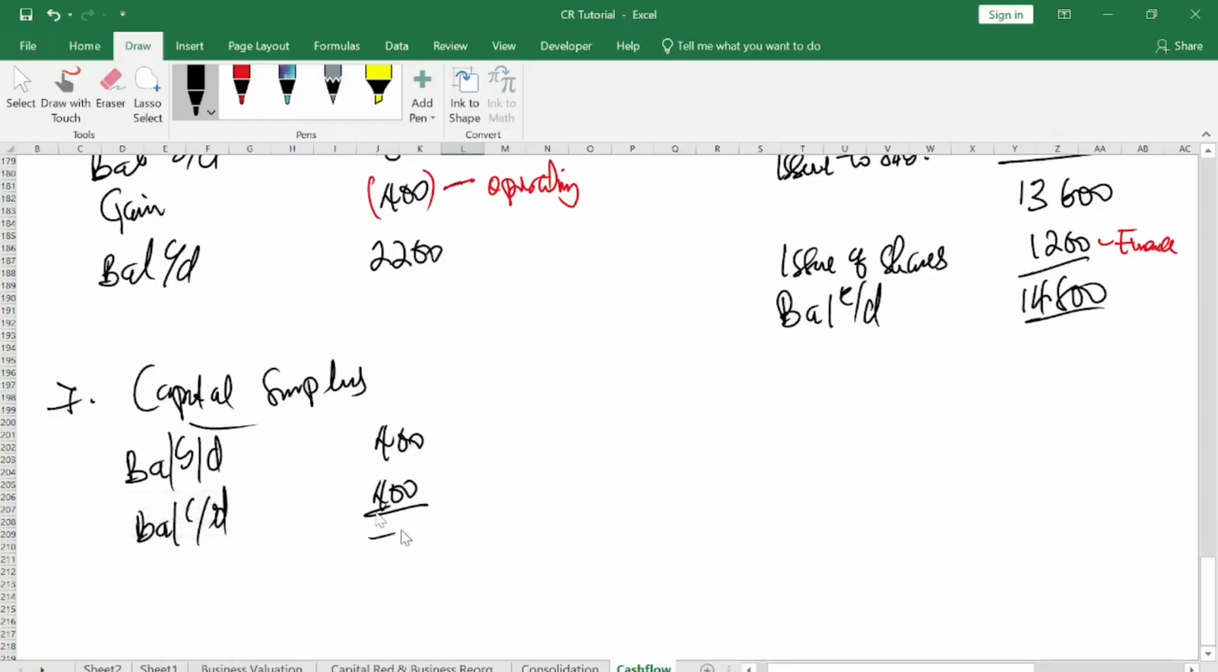So here will be what? Nothing, 00. You understand? So capital surplus will not come there. You will meet capital surplus in your cash flow. You will not bring it. Do you understand? Okay.